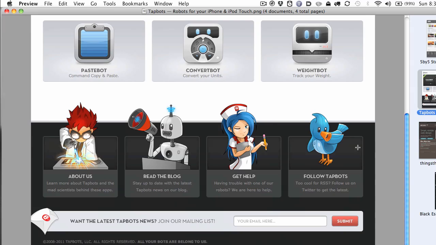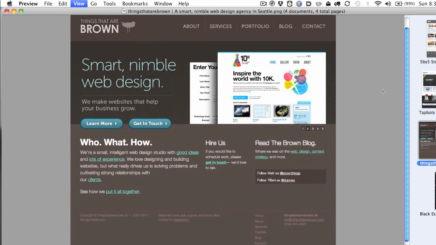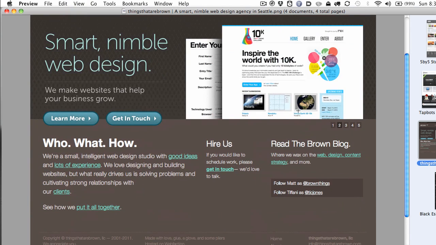You don't have to stick with one for the entire page. It all depends on the grouping of information that you're looking at. Another one here, this is Things That Are Brown, which is a website design studio. And I think what's worth noting here is, and I think this is really interesting, about the middle of the page after this banner here, they break into a three-column layout. You have this who, what, how, the hire us, and read the Brown blog.